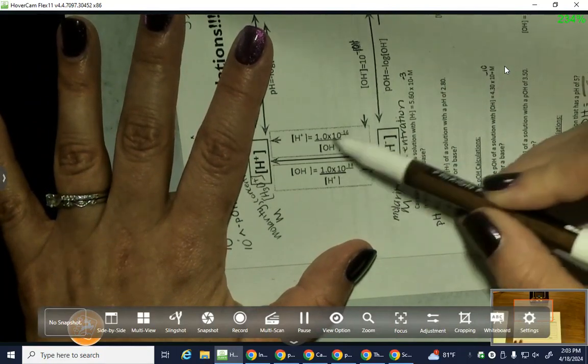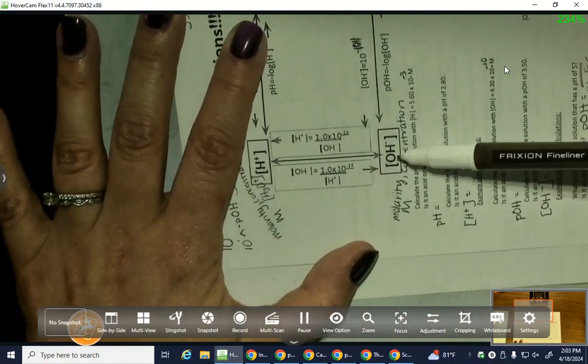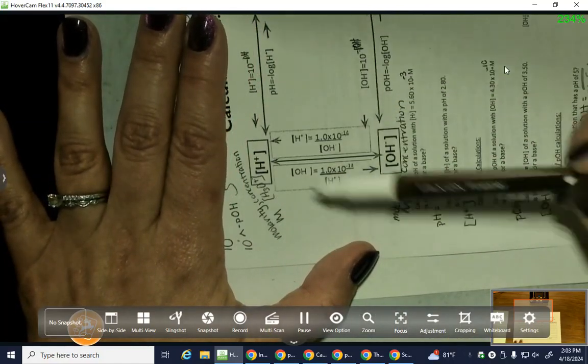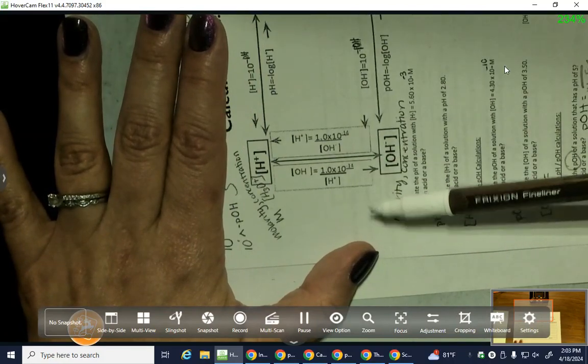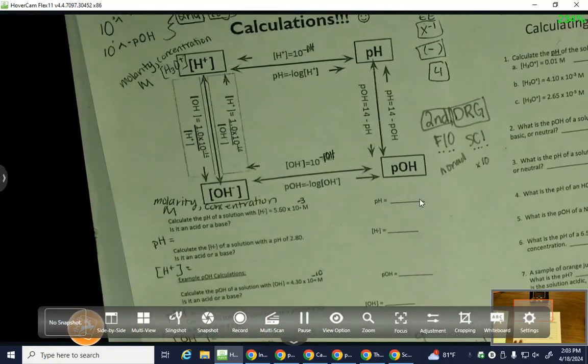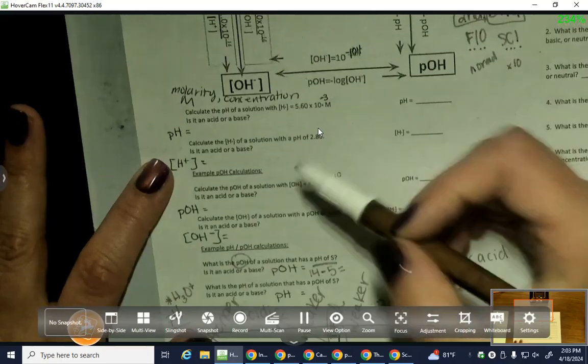But you are more than welcome to use that if you're asked for an OH concentration from that, if you don't want to do 3 steps. Otherwise, do the route, okay? But you are just paying attention to the arrows right now, okay? All right, so that moves us to our first example.